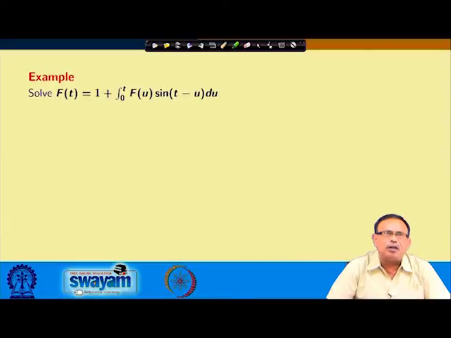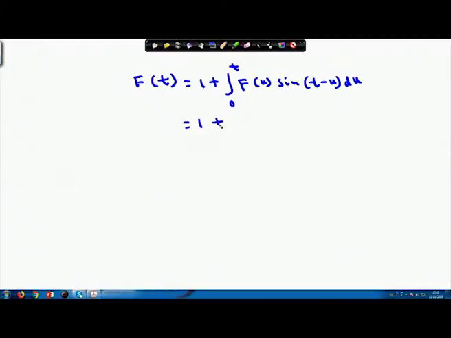Now, let us take some other type. We want to solve the equation f(t) equals 1 plus the integral from 0 to t of f(u) into sin of (t minus u) du. Let us see the solution process. f(t) equals, it is given, 1 plus the integral from 0 to t of f(u) into sin of (t minus u) du, and this integral is nothing but the convolution of two functions: one is f(t), another one is sin t.